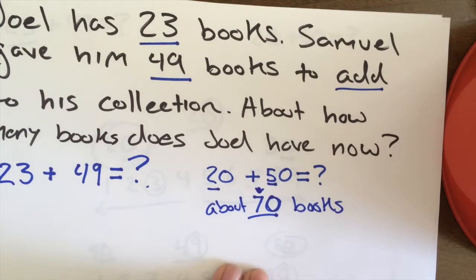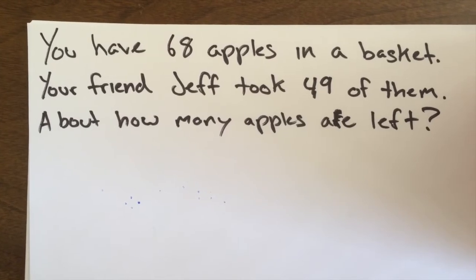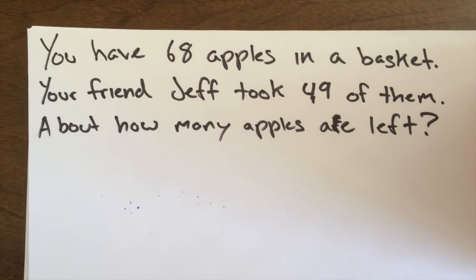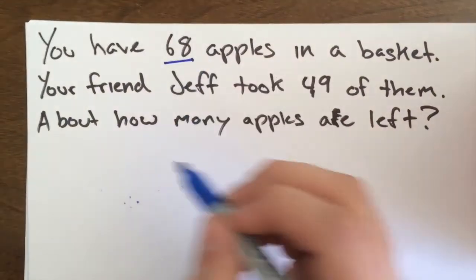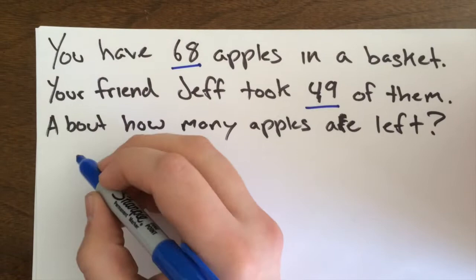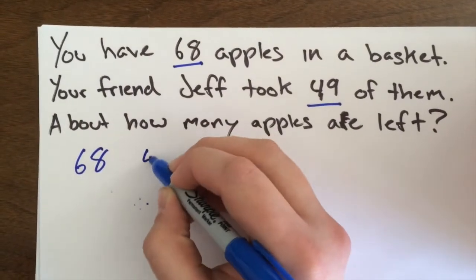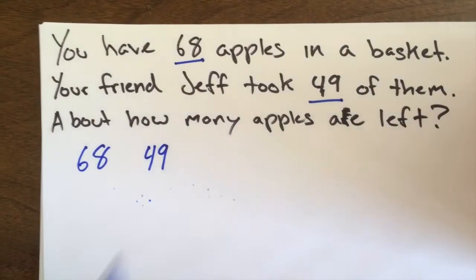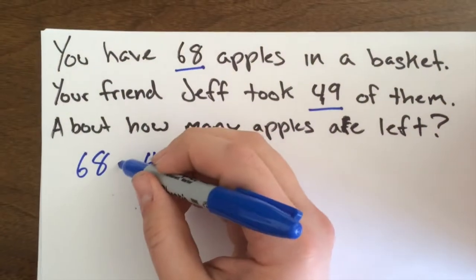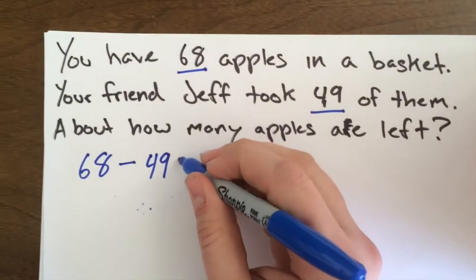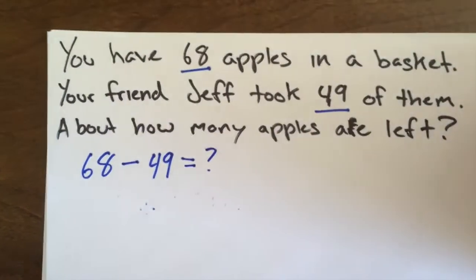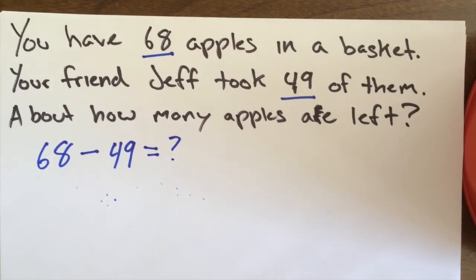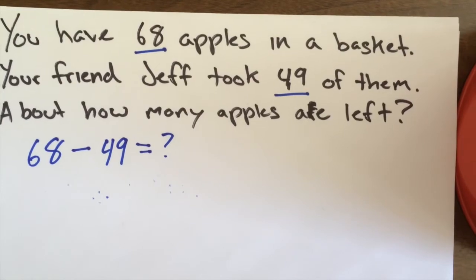Let's try another word problem. You have 68 apples in a basket. Your friend Jeff took 49 of them. About how many apples are left? Let's identify our numbers. We have 68 and 49. Your friend Jeff took 49 of them. This means that he took them away. So we have a subtraction problem. So our problem is 68 minus 49. What does that equal? Well, let's use rounding and estimation to find that answer out.